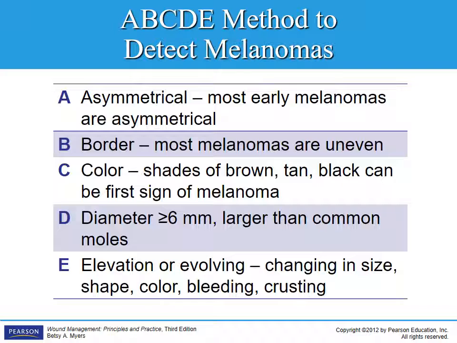The ABCDE is asymmetrical. They have uneven borders. The color is usually brown, tan, or black. The diameter is larger than a common mole, so it's greater than or equal to 6 millimeters. And in elevation, it can change in size, shape, and color, it can be bleeding, or it can actually be crusting.